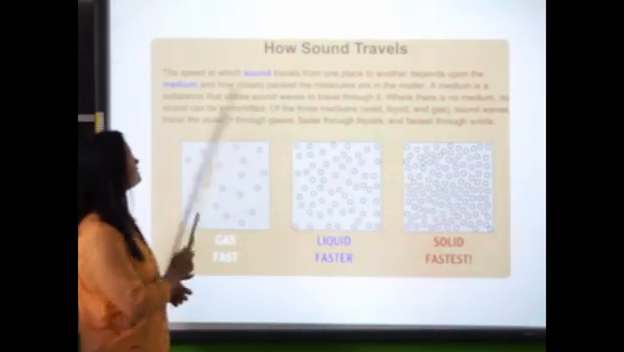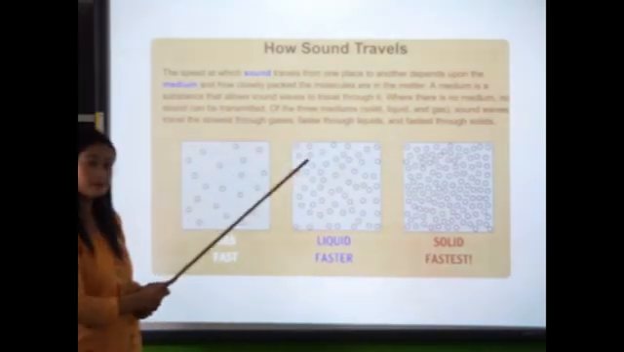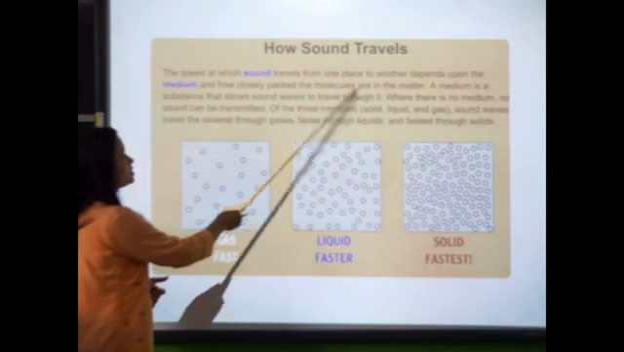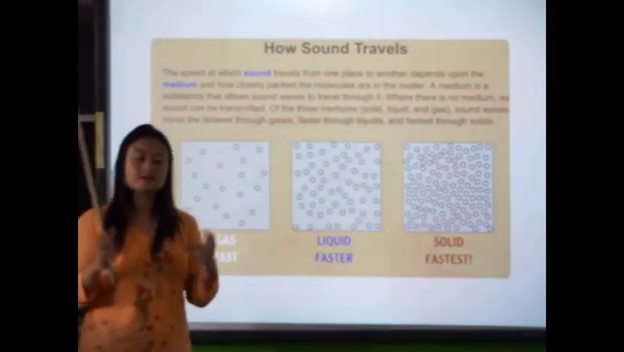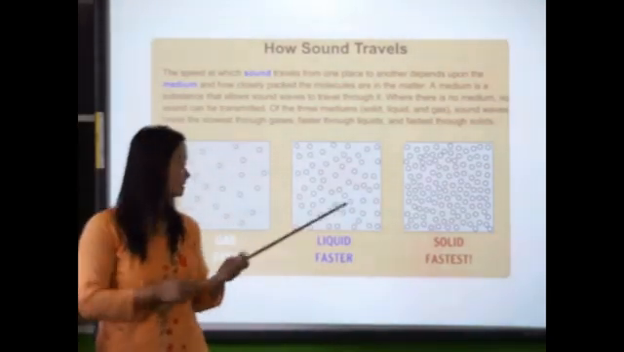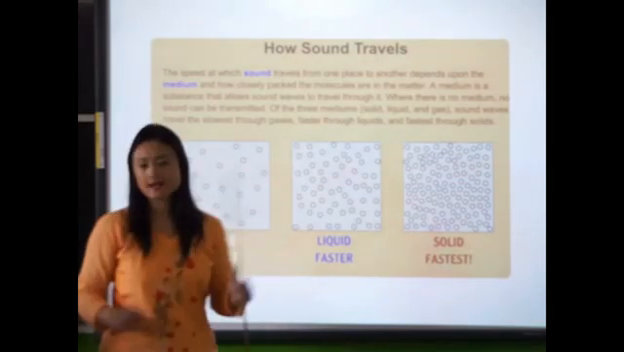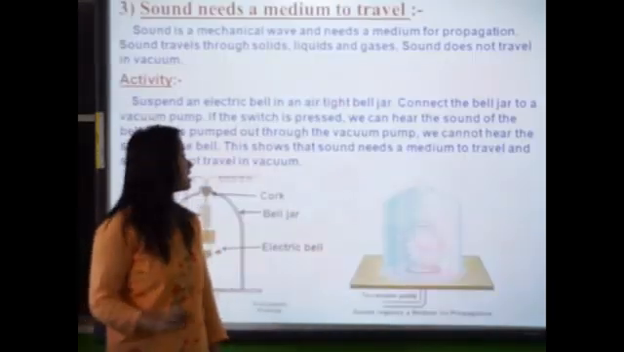So how does sound travel? The speed at which sound travels from one place to another depends upon the medium, on how closely packed the molecules are in matter. If the molecules are compact, that means tightly packed, the sound will travel faster. Then liquids and then gases, because of their molecular arrangement, as I told you.